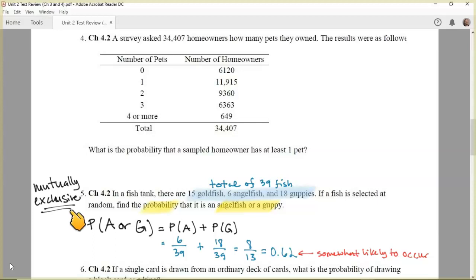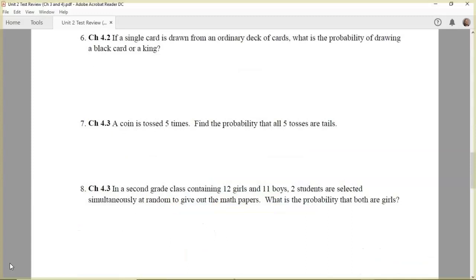So that's an example of what we look at for mutually exclusive. Now, an example of non-mutually exclusive, still 6.2, and still the word or, says if a single card is drawn from an ordinary deck of cards, what is the probability of drawing a black or a king? Although the table's not here that we had in the homework questions from those lecture videos, we think about what the sample space might look like. And my probability statement is probability of black or a king.